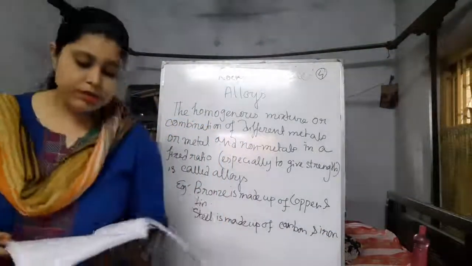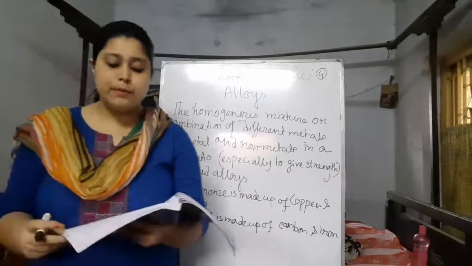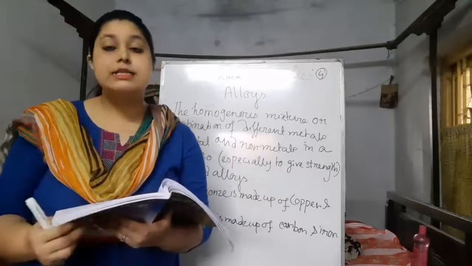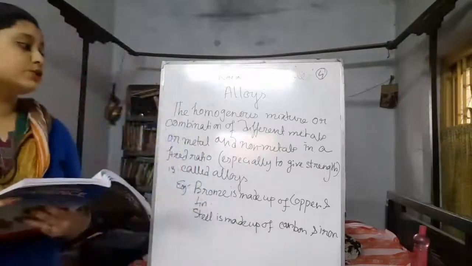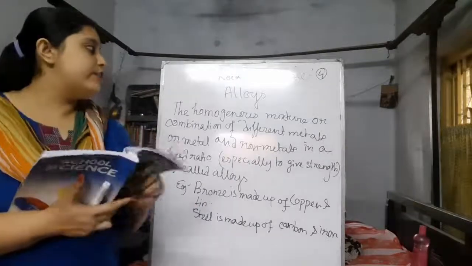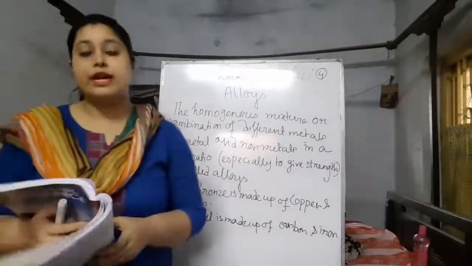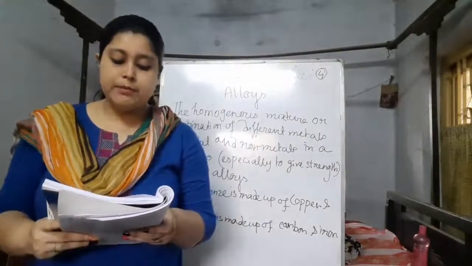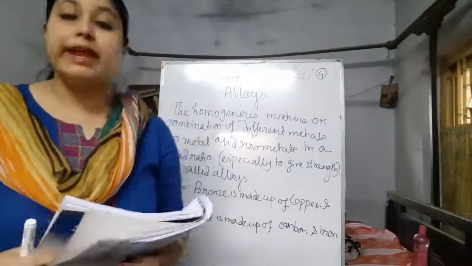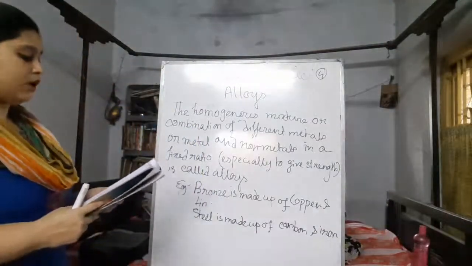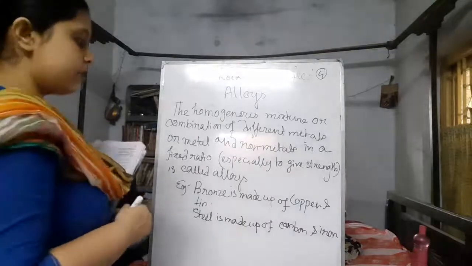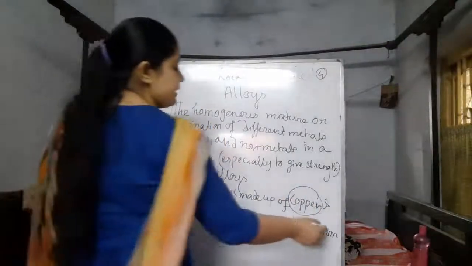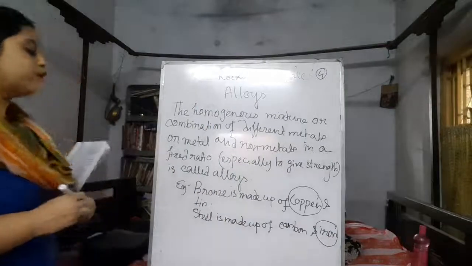Also, the two or more components, elements that combine to form an alloy are inseparable. We can't separate the two metals from this alloy. When we produce some alloy, they are mixed together so properly that we can't separate them out. Okay, so the major metallic component of the alloy is called the main metal, the parent metal or the base metal. Like here the copper is the major metal, and here the iron is the major metal of this alloy.